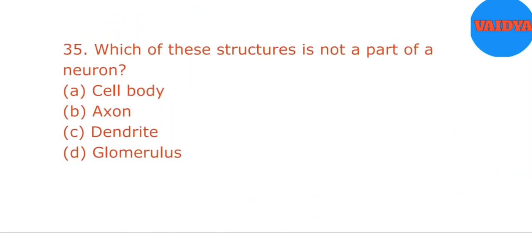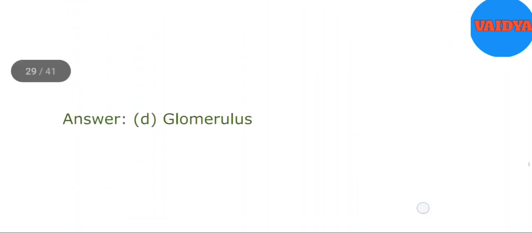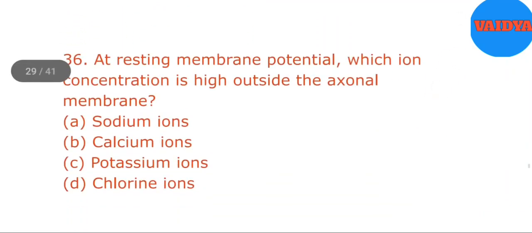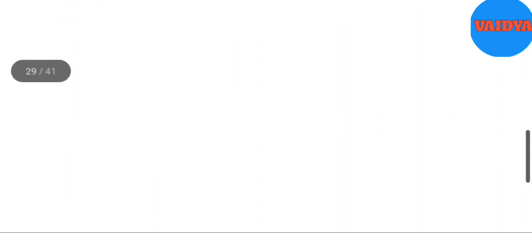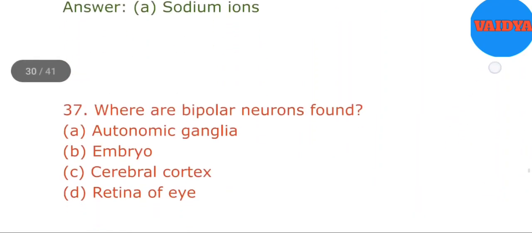35. Which of these structures is not a part of a neuron? A. Cell body. B. Axon. C. Dendrite. D. Glomerulus. Answer: D. Glomerulus. 36. At resting membrane potential, which ion concentration is high outside the axonal membrane? A. Sodium ions. B. Calcium ions. C. Potassium ions. D. Chlorine ions. Answer: A. Sodium ions.